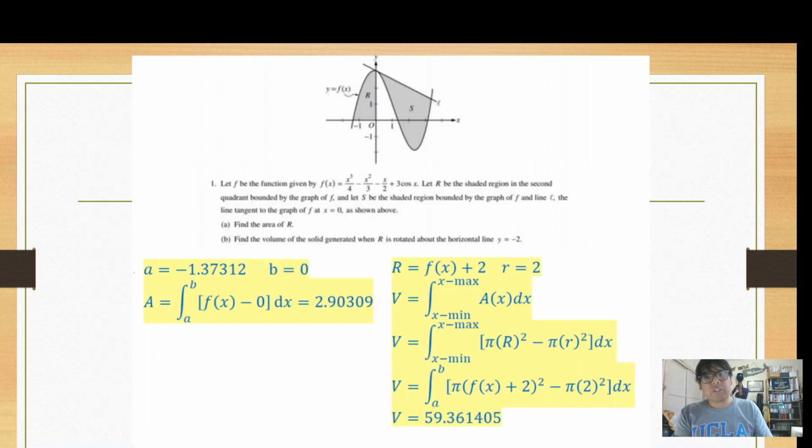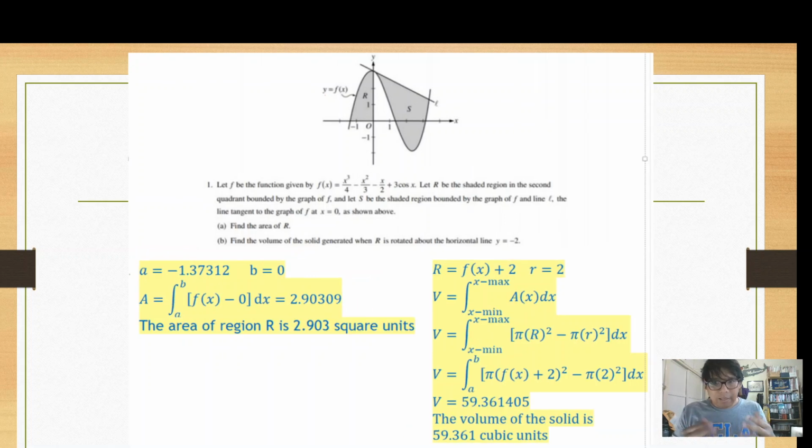Okay, so your volume is 59.361405. Lastly, you might want to write down a sentence of explanation. Part A, the area of the region is 2.903 square units. Part B, the volume of the solid is 59.361 cubic units. And that's it.